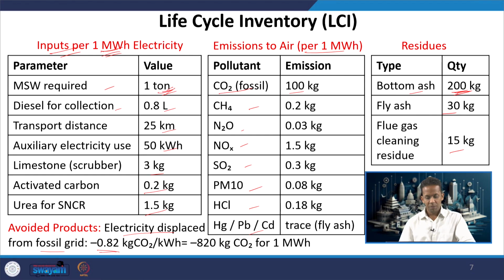This may be in comparison to a coal fired power plant. So, if the equivalent amount of electricity is coming from the grid which is running on fossil fuel, and that is having the emissions of say 0.8, that is the amount of emission which will be avoided by electricity generated from the waste. So, it is having a negative value, that is minus 820 kg CO2 for 1 megawatt hour, that is like a credit to us.